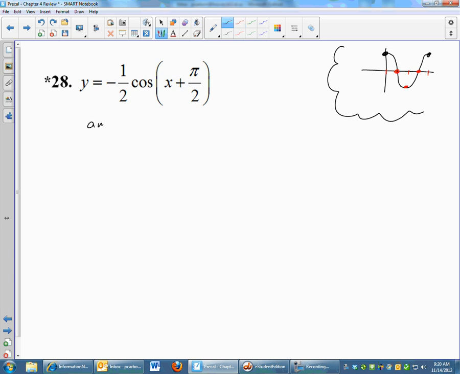Amplitude is 1/2. Remember, you do the absolute value of that. So my amplitude is 1/2. I'm going to go up to 1/2 and down to -1/2.